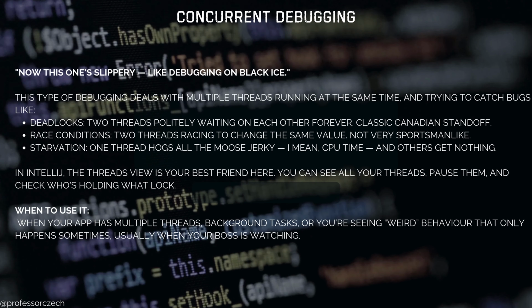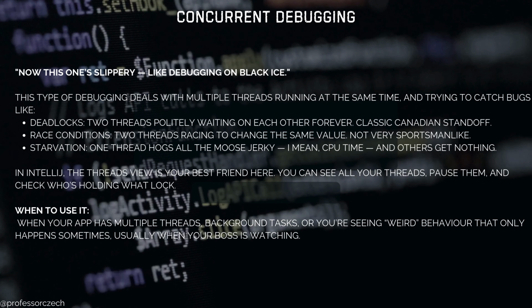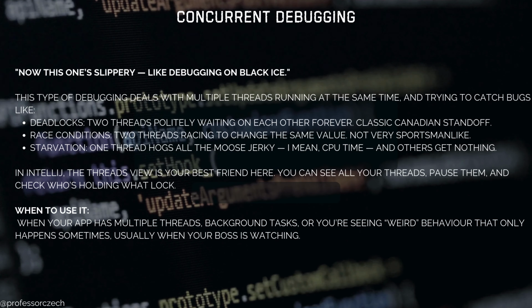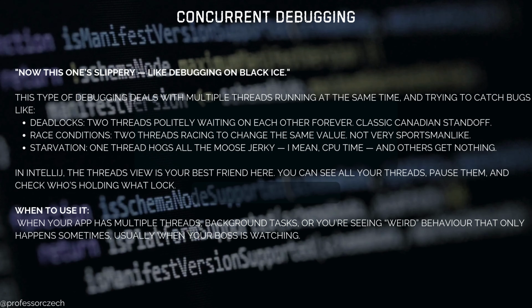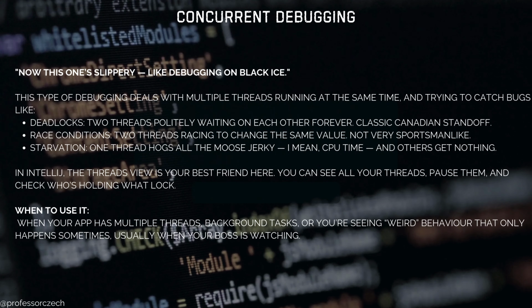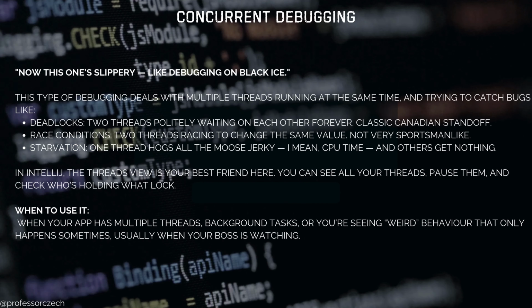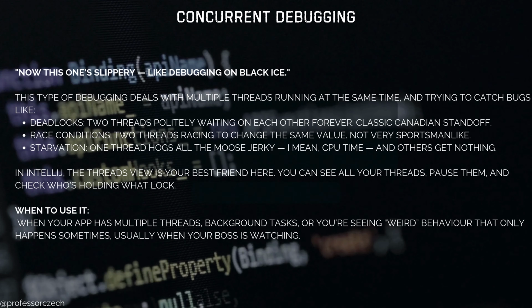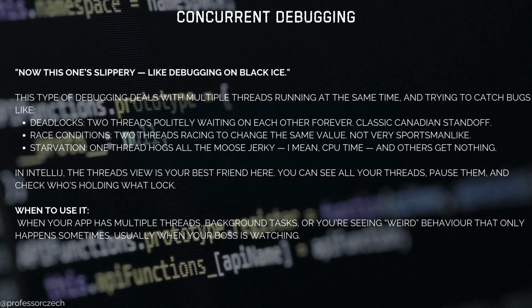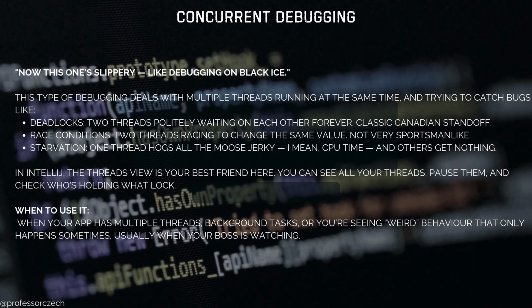In IntelliJ, the threads view is your best friend. You can see all the threads, pause them, and check who's holding what lock. So you're going to use this when your app has multiple threads or background tasks, or you're seeing weird behavior that only happens sometimes, usually when you're trying to give a product demo.